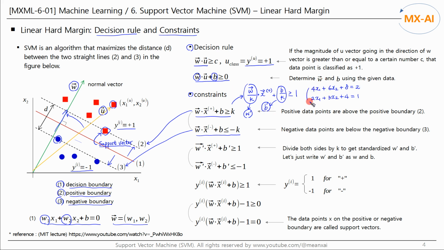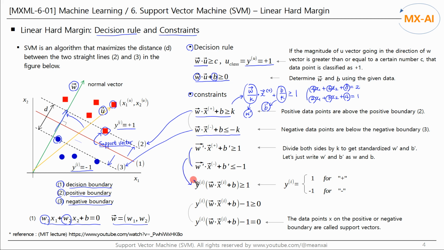In this equation, W is 4, 6, and B is 8. In this equation, W prime is 2, 3, and B prime is 4. Therefore, we can estimate W prime and B prime instead of W and B. To simplify notation, we will denote W prime and B prime as W and B. Then these two expressions can be written as one expression like this.